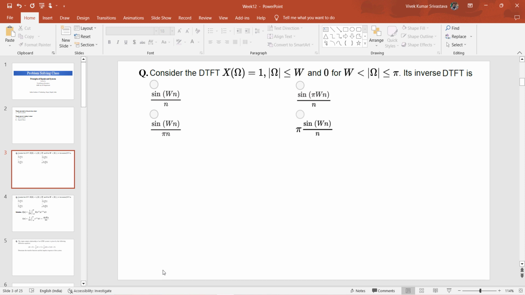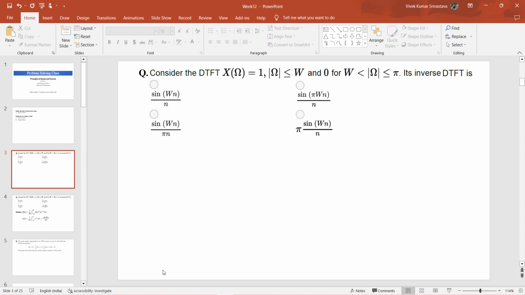The first problem is, consider the discrete time Fourier transform X of omega equals 1 for omega less than or equal to W, and 0 for omega greater than W and less than pi. Basically here we have to evaluate the inverse DTFT, that is x of n, for this given X of omega.